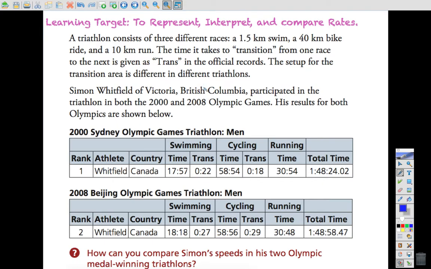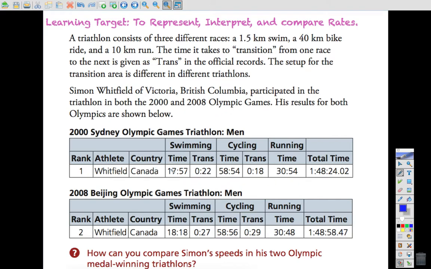So here we have a situation where a runner ran a triathlon, which consists of 3 different races. There was a 1.5 kilometer swim, there was a 40 kilometer bike ride, and a 10 kilometer run. The time it takes to transition from one race to the next is given as the trans in the official records, and the setup for the transition area is different in different triathlons. Simon Whitfield of Victoria, British Columbia, participated in the triathlon in both the 2000 and the 2008 Olympic Games, and his results are shown in the tables below.